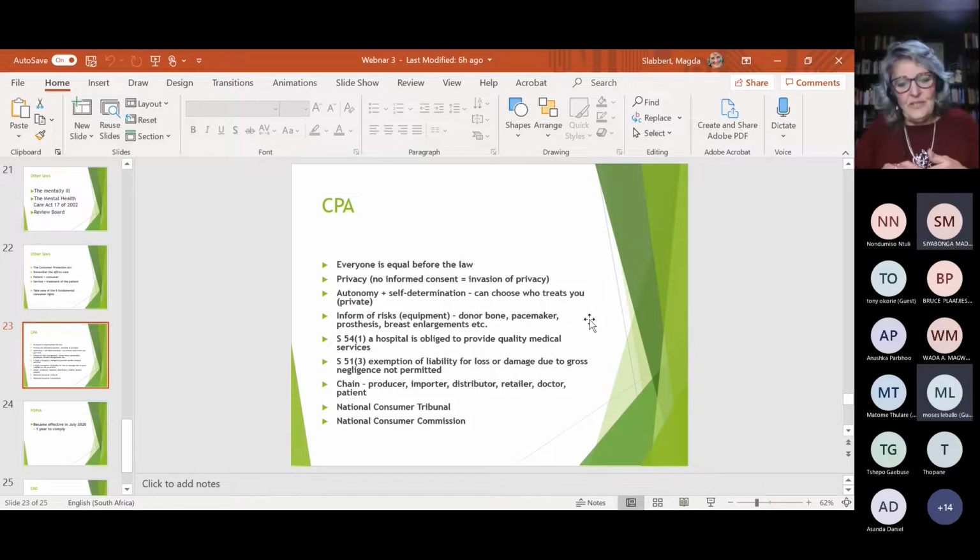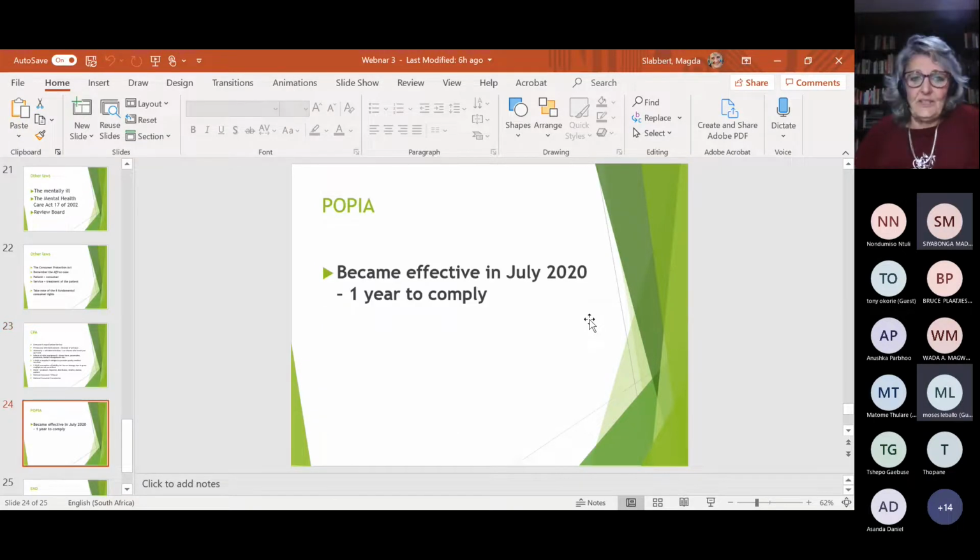So that is what the Consumer Protection Act did. It made it so that you can now sue the whole chain: the producer, the importer, the distributor, the retailer, the doctor. Of course, it will be easiest for you to sue the doctor because you will not know all the others. But if you do a little bit of research, you can sue all of them. So that is what the CPA basically did. And if you have a problem, you can go to the National Consumer Tribunal, or you can ask the National Consumer Commission to do an investigation.